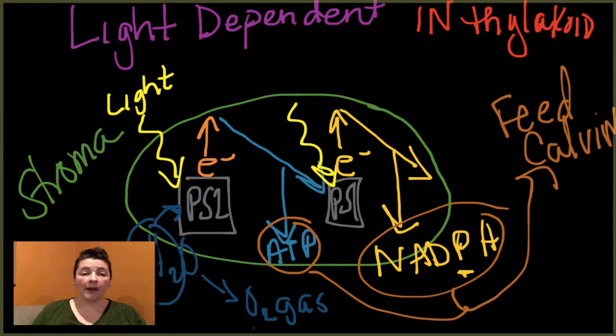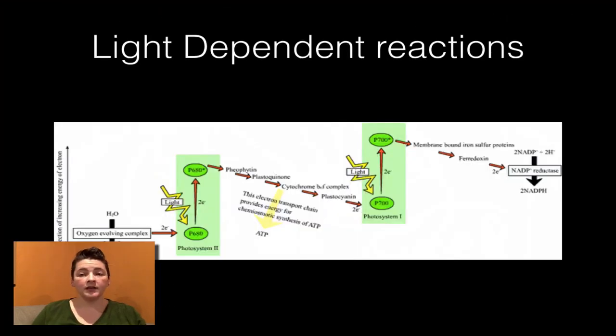Light-dependent reaction happens within the thylakoid membrane. It utilizes two different electron transport chains. It uses water to replace those lost electrons, making oxygen gas. The first electron transport chain makes ATP, the second one makes NADPH, and those go on to feed Calvin.